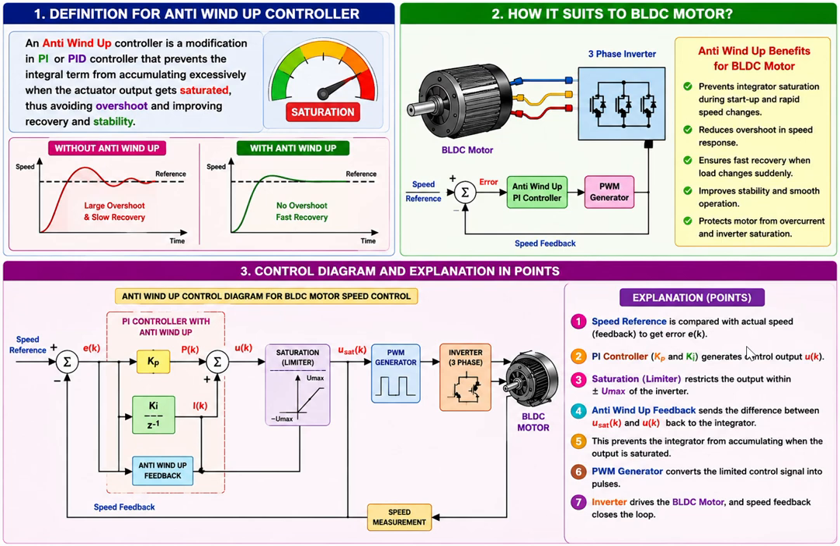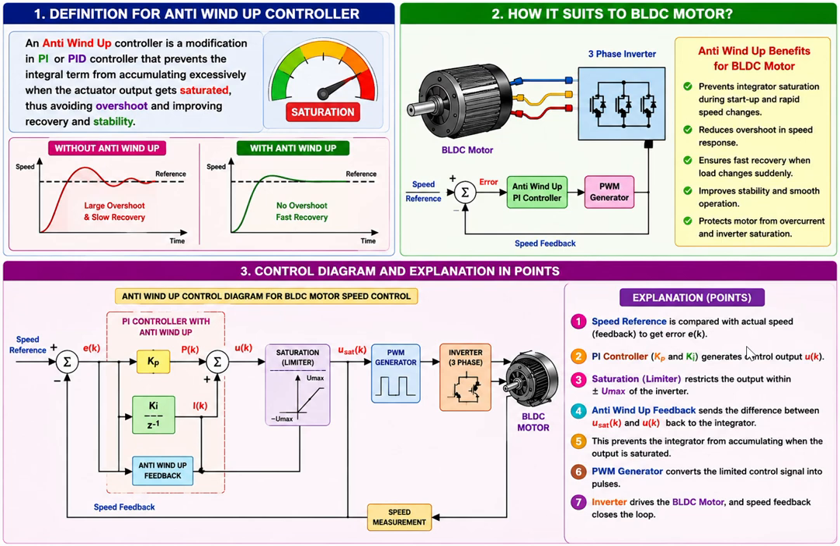So what we have seen as demerits in PI or PID controller. In PI controller, the integral term accumulates the error. So the actuator output gets saturated at that point. So to avoid overshoot and to improve the stability of the system, we are using anti-windup controller.